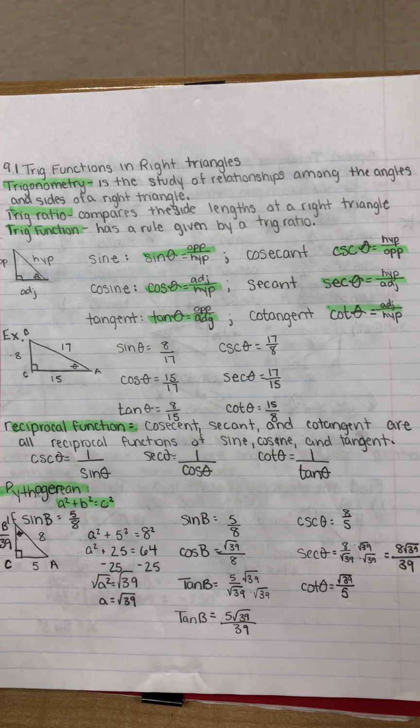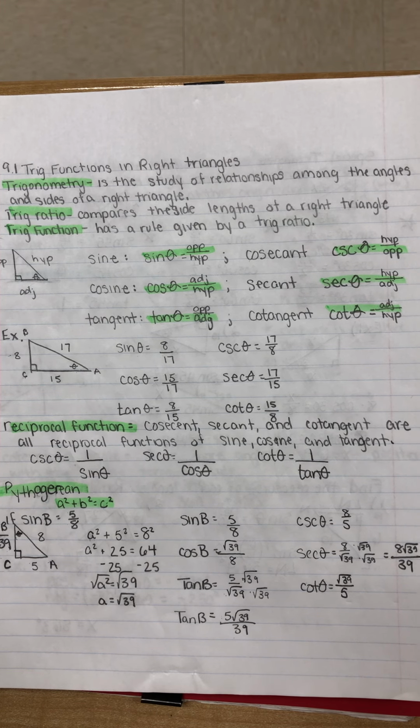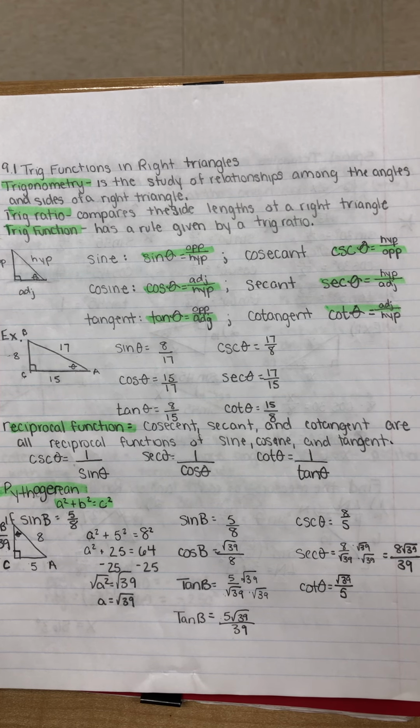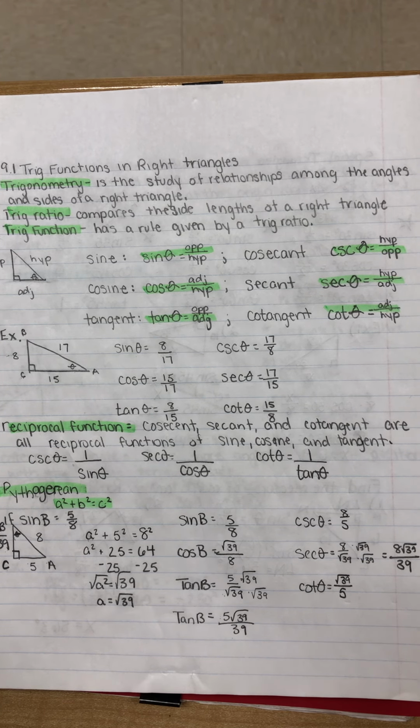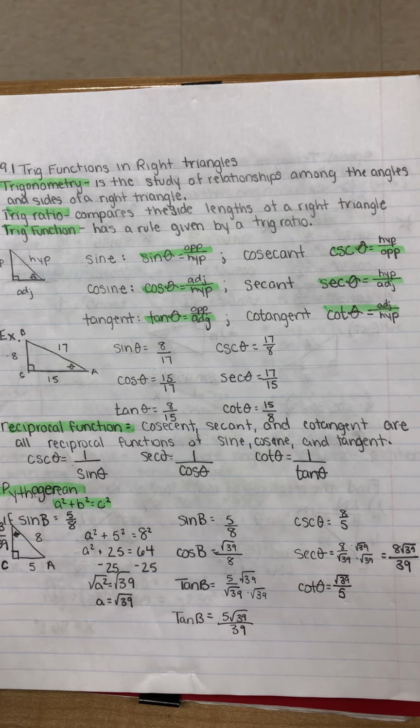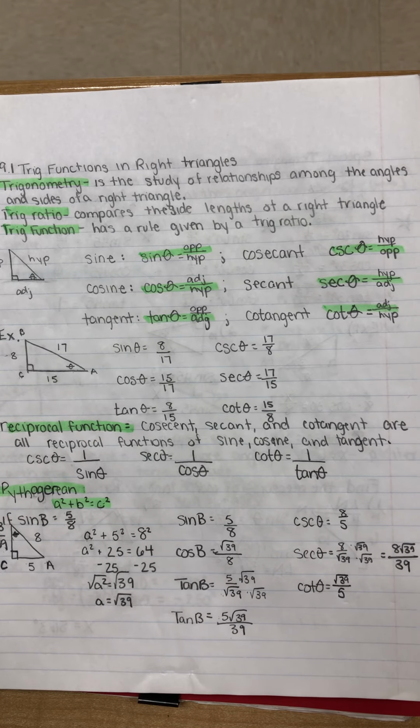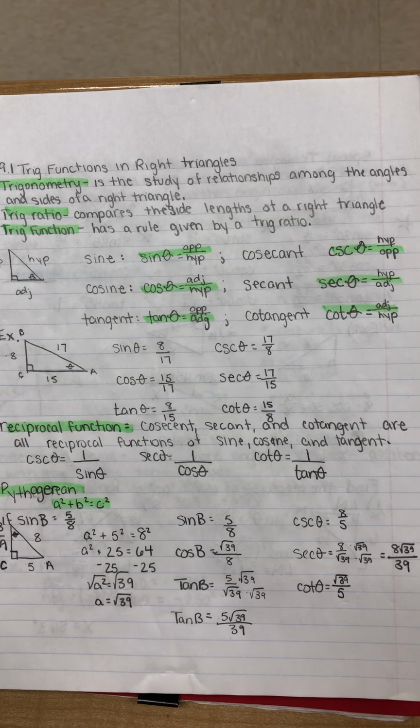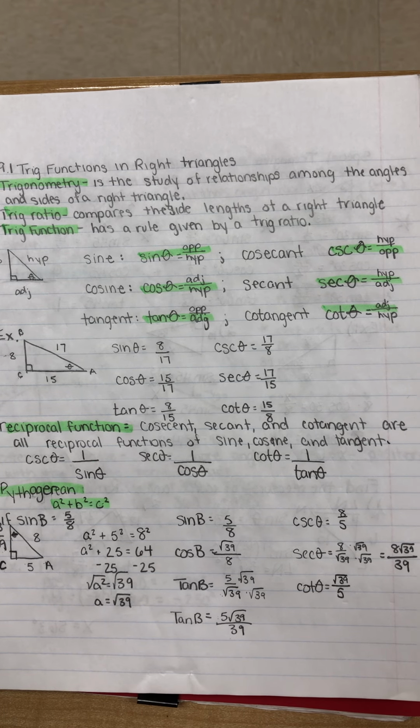Now, 9.1. First word is trigonometry. Trigonometry is the study of relationships among the angles and the sides of a right triangle. Again, it is the study of relationships among the angles and the sides of a right triangle. That's what we're going to be studying.